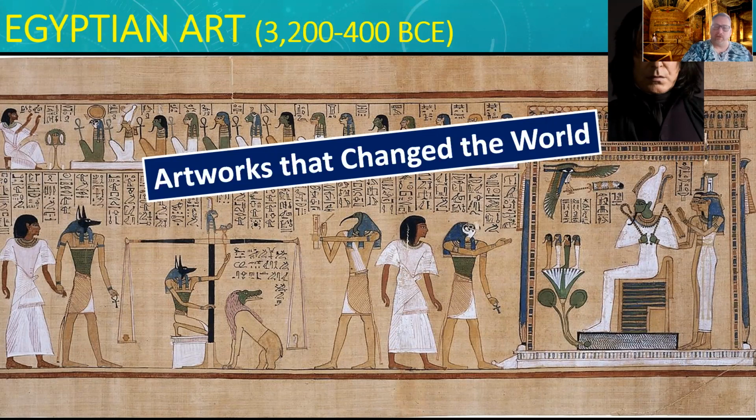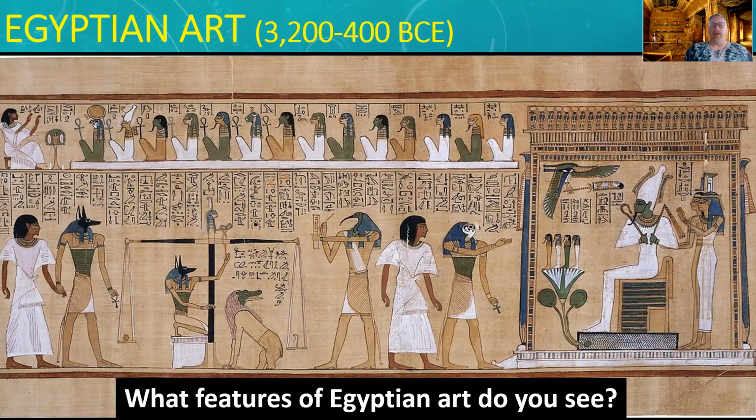This, of course, is a Book of the Dead. Now, the Egyptians do not call this the Book of the Dead because they don't die. They continue on. For them, this is actually the book of eternal life. And so whether your life is good or bad depends on how moral you were.